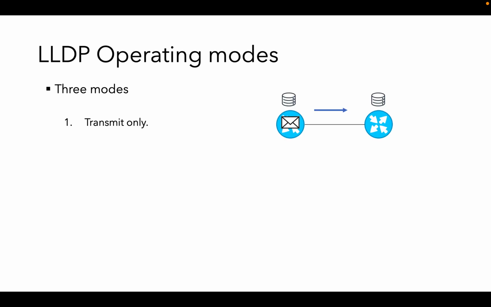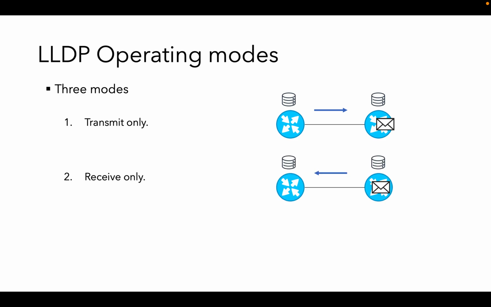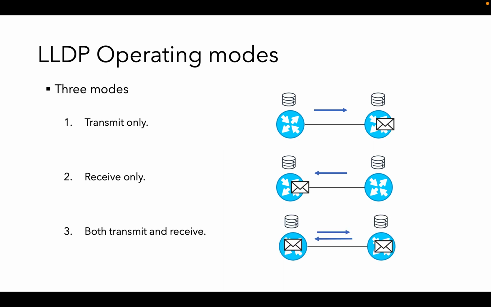LLDP operates in three different modes: transmit only. Here in the topology, you see we are referring only to the left router. So in transmit only mode, LLDP transmits LLDP packets but does not process any received packets. The second mode is receive only mode. So opposite, in this mode, the device processes received LLDP packets but does not send LLDP packets. And the third mode is both transmit and receive, where the device performs both transmit and receive LLDP packet processing.